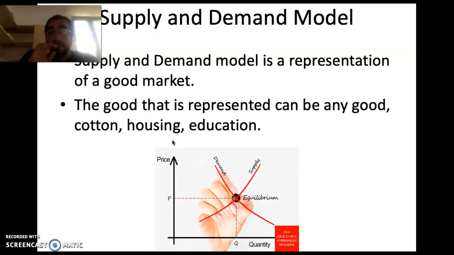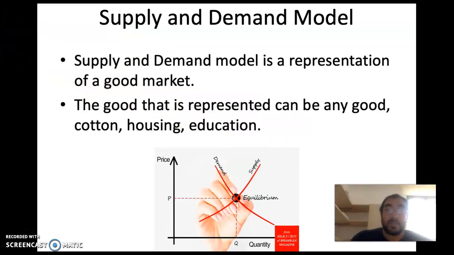so now we can start with the demand and supply model. As a starting point, I should mention, to make the concepts a little bit clearer: demand and supply is a representation of a good market. Good is actually taking its name from the literal adjective good. A good is something that is good for you, I mean, something that you might want to have.